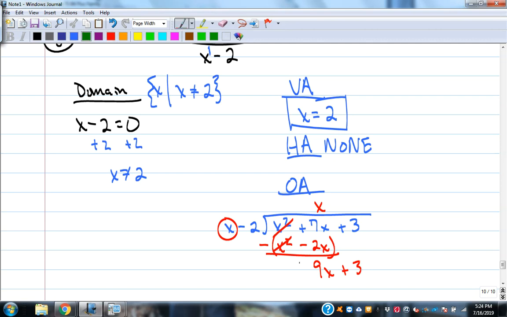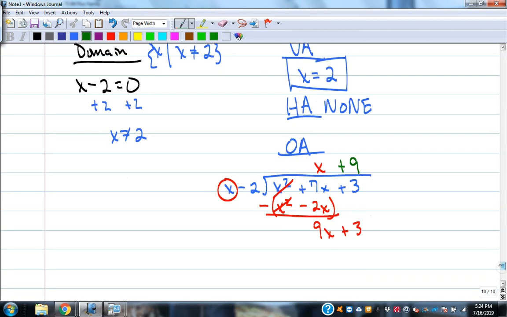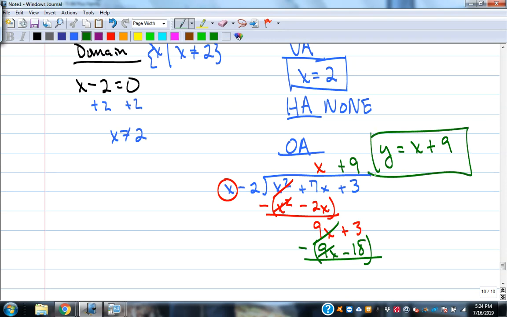What times x would give me 9x? Plus 9. That would be 9x minus 18. Not that it matters, because once I get this, I automatically know my oblique asymptote is x plus 9. I don't even have to work out what the remainder is because it doesn't matter.